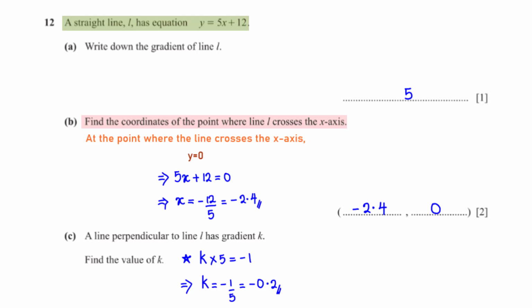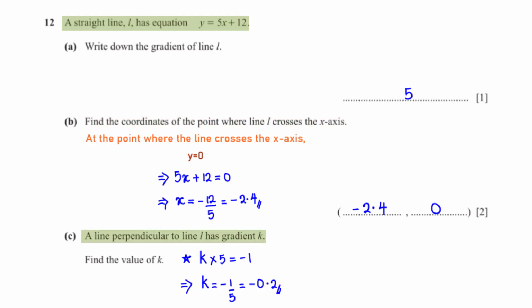Find the coordinates of the point where the line L crosses the x-axis. At the point where the line crosses the x-axis, the y-coordinate is 0. When we substitute y equals 0 into the equation, we have 5x plus 12 equals 0. When we make x the subject, we get negative 2.4. And so the coordinate of the point is negative 2.40.